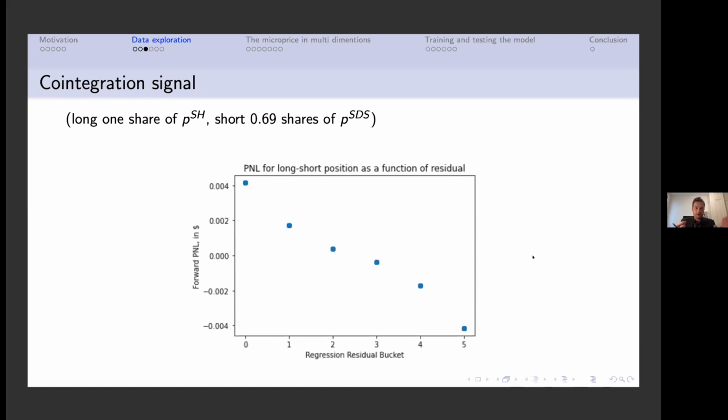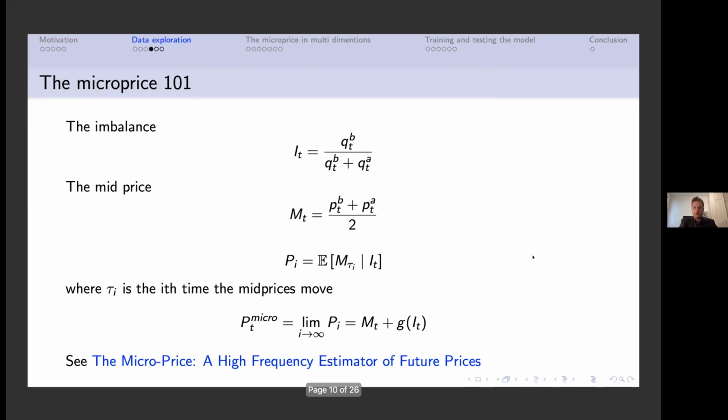All right, so this is the first part of the story, the co-integration between these two assets. The second important ingredient is the micro price. First I'm going to define the imbalance. The imbalance is the quantity at the bid divided by the quantity at the bid plus the ask. Think of 900 shares at the bid and 100 shares at the ask. This number will be 0.9. What the imbalance really does is indicate that the price is more likely to go up than it is to go down. And the mid price is simply the average between the bid and the ask.